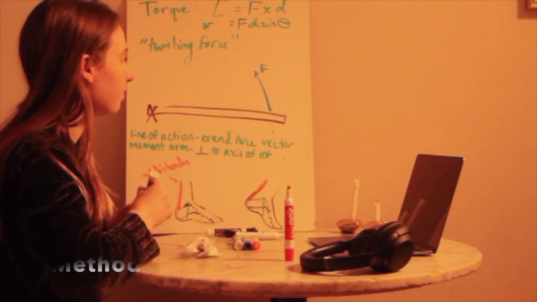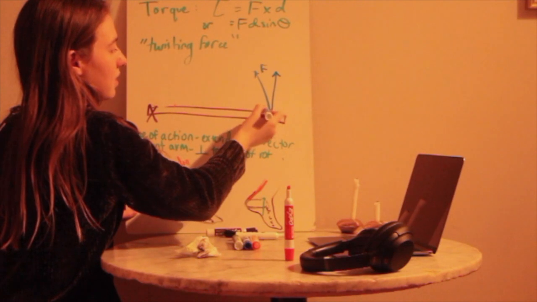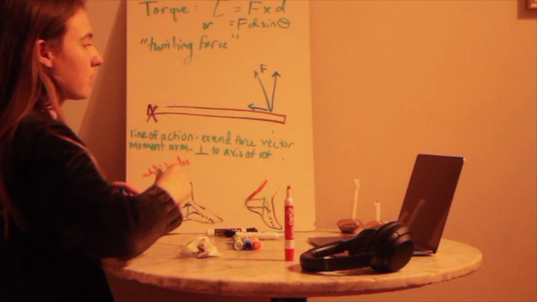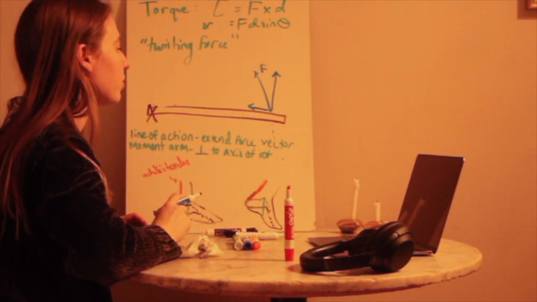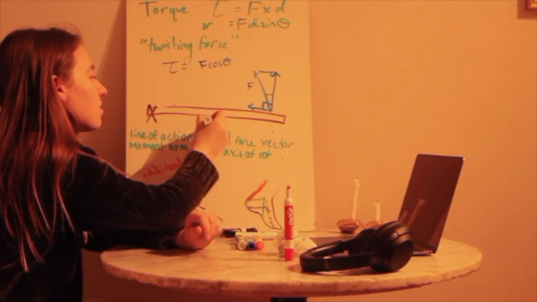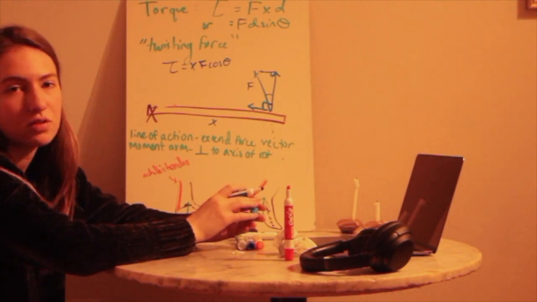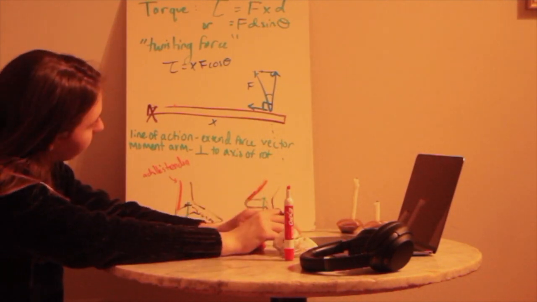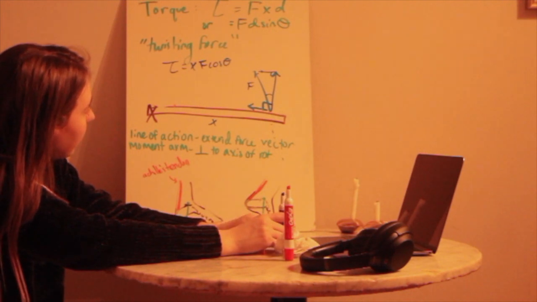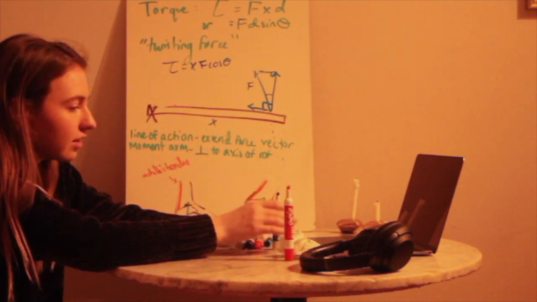We can draw the individual components of the force, and the one we care about is the one that is perpendicular to the moment arm. So with whichever method you use, either you're going to make the force smaller and the moment arm longer, or the other way around. So just make sure you only use one method at a time.